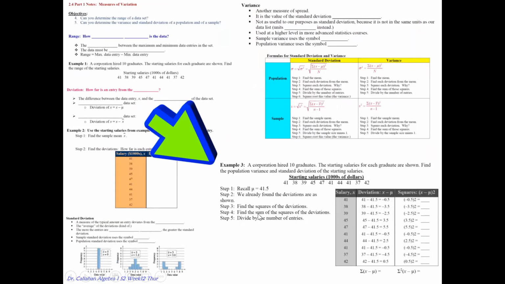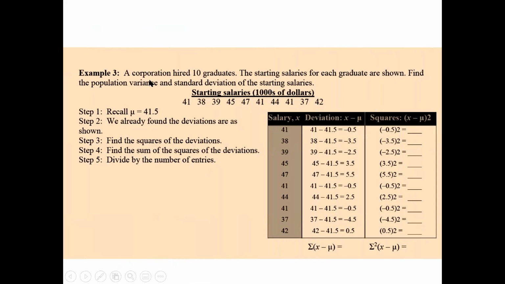So we're going to be on example 3 right here. All right, so then what we're going to do is, as we recall from the last example, there were 10 different people that graduated. So the first thing that we're going to do in this situation is take the first person's salary. We also determined that the mean or the average salary is 41.5. So we're going to subtract that from everything, which we just did, okay?